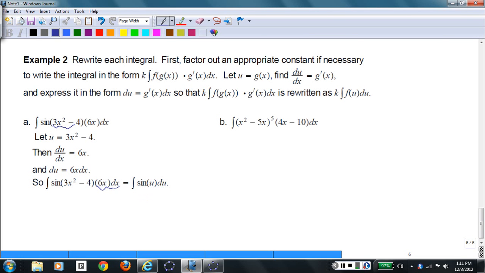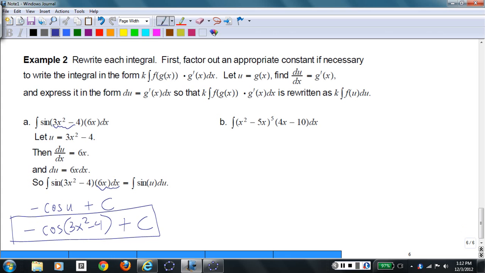And the problem actually isn't complete. I feel like I should go ahead and finish this. What's an antiderivative for sine of u? Negative cosine of u. So tack on a constant of integration, plus c. And then the u was 3x squared minus 4, so it's going to be negative cosine of 3x squared minus 4 plus c.